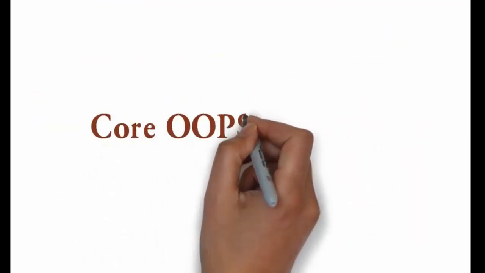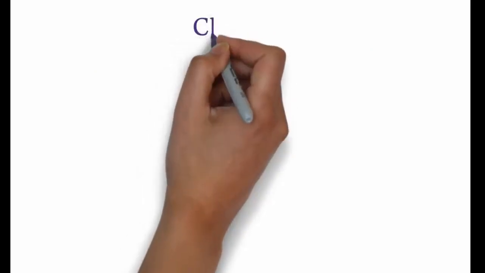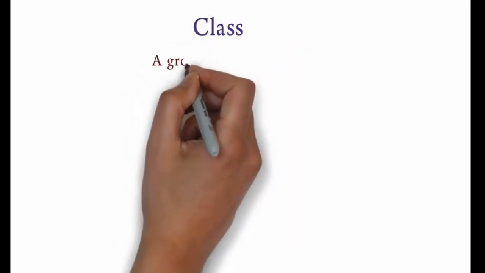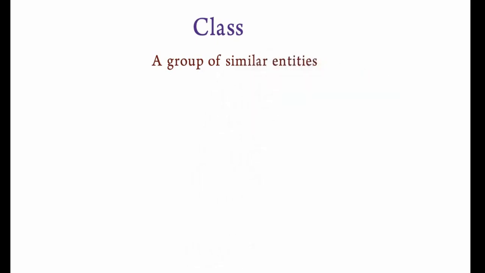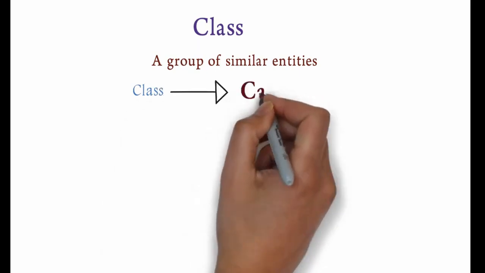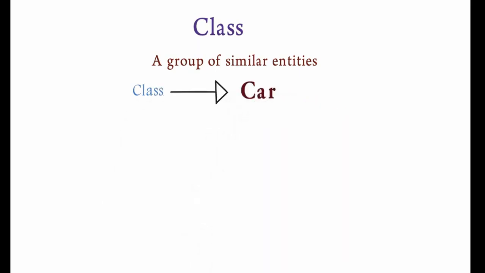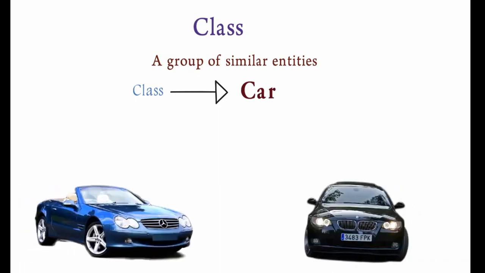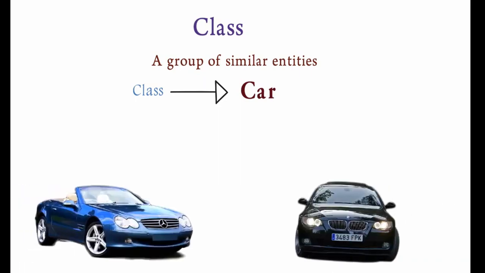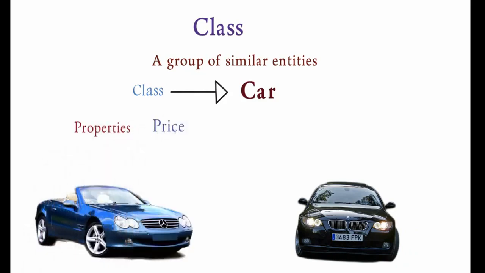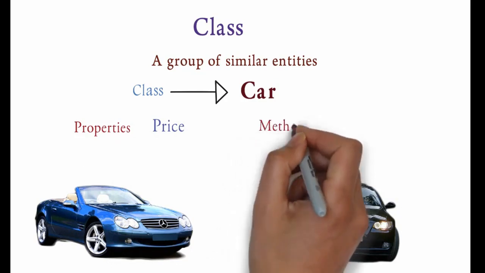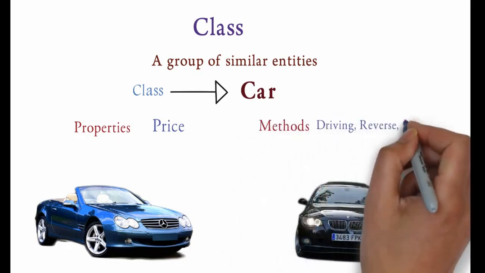We will see core concept of OOPS. First concept is class. Class is a group of similar entities. It is a blueprint or prototype from which objects are created. For example, if you have a class called cars, it could have objects like Mercedes, BMW, Toyota, etc. Its properties or data can be price or speed of these cars. And methods may be driving, reverse, braking, etc.